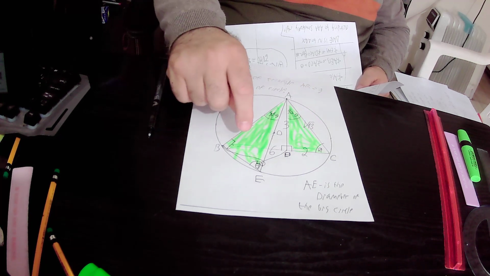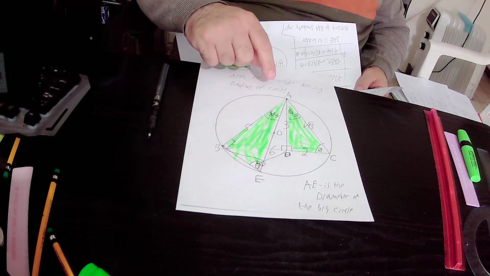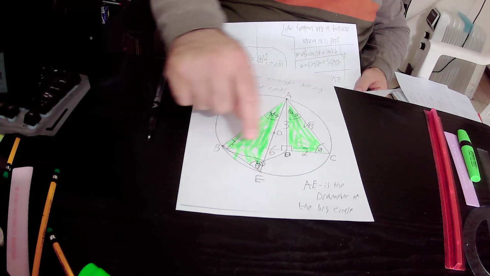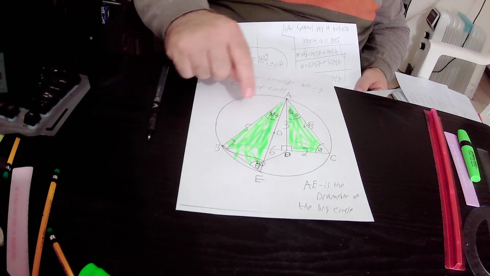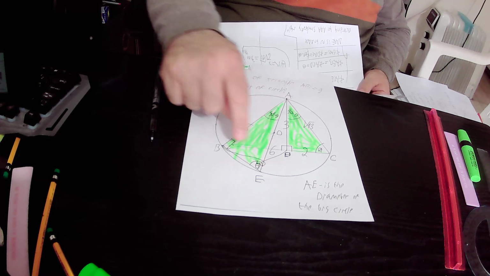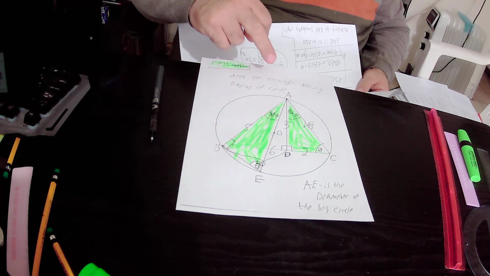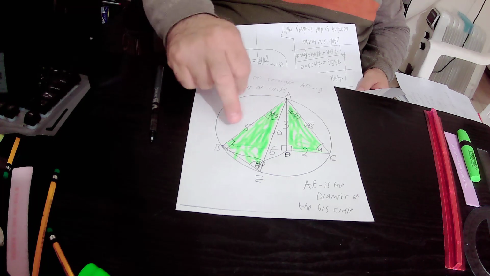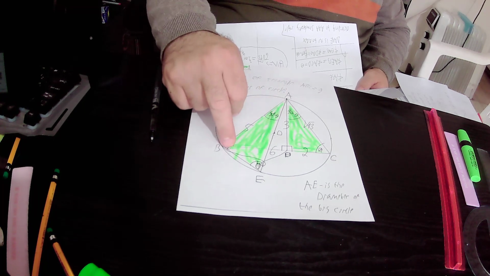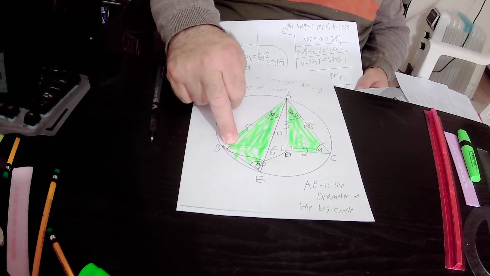Then we join points E and B together by a straight line. So here we have angle ABE that rests on AE, that is the diameter, and any peripheral angle that rests on the diameter must be equal to 90 degrees. Therefore, this angle equals 90 degrees. Okay?